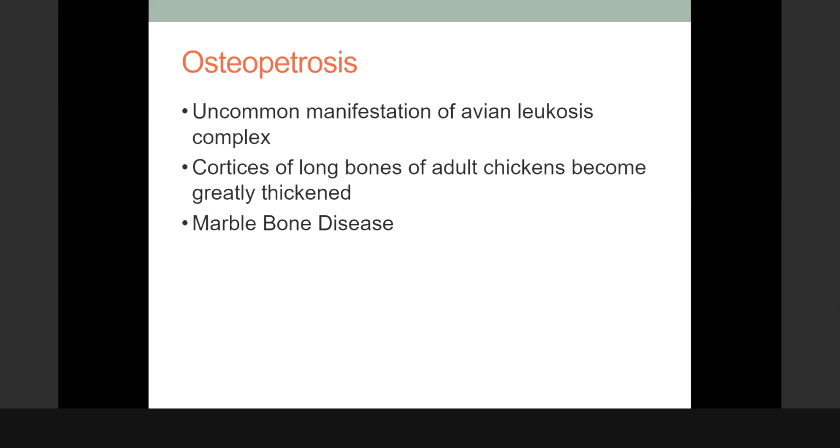Okay. Next one is osteopetrosis. Most likely you will probably never see this at all. The disease itself is not very common, and this is an uncommon manifestation of avian leukosis complex. Cortices of long bones of adult chickens become greatly thickened, also known as marble bone disease.